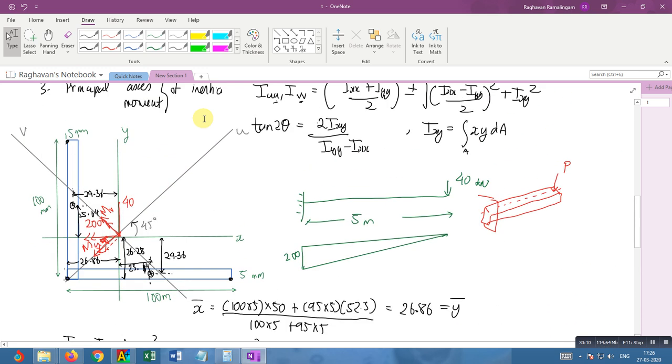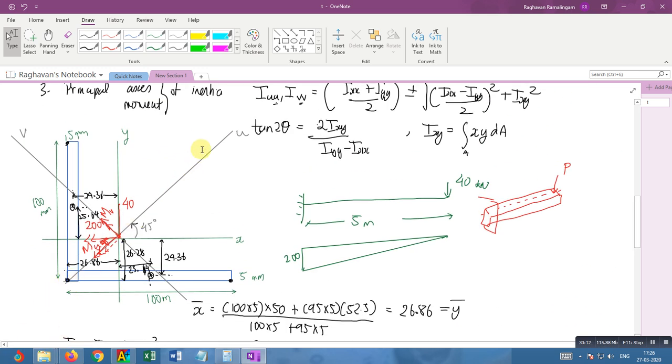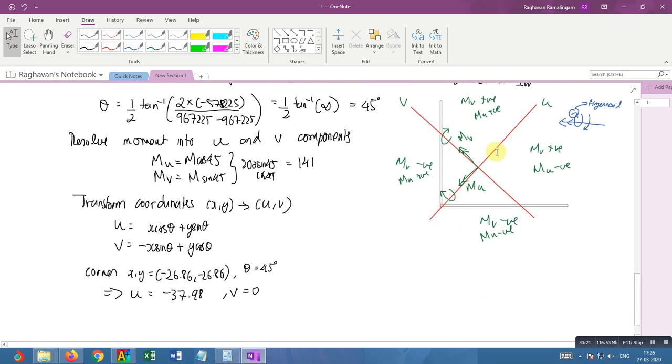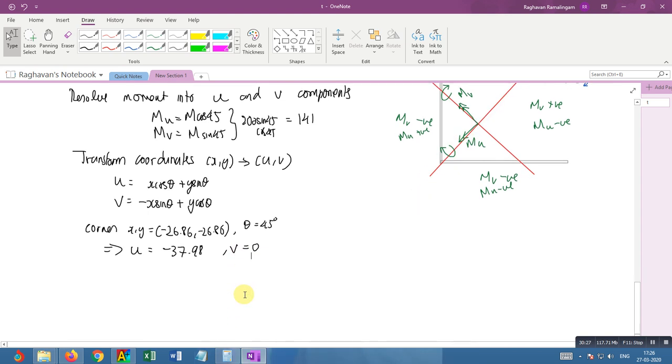Yes, it's right. This is the v-axis. The corner is passing through the u-axis, so v is 0 here. This point lies on the u-axis, which means v is 0. So this is right.